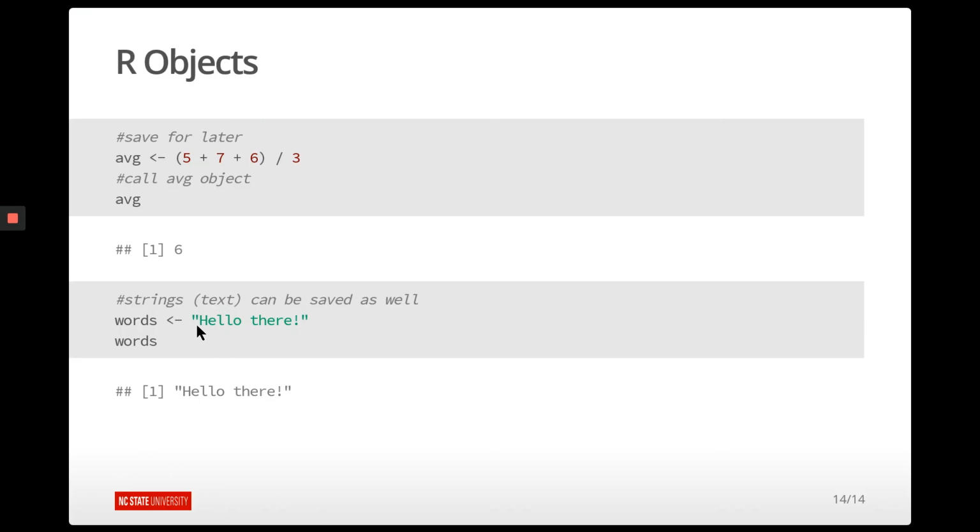You can also store things like character strings. You don't have to just be working with numeric data. We can do that with this storage arrow, which is going to store this string in the object called words. Okay, so hopefully you have some idea what we're doing in R. We'll now take some questions.